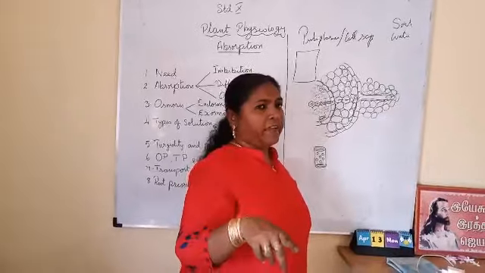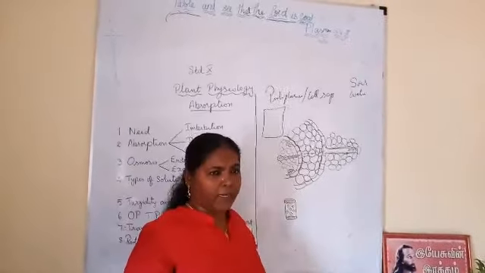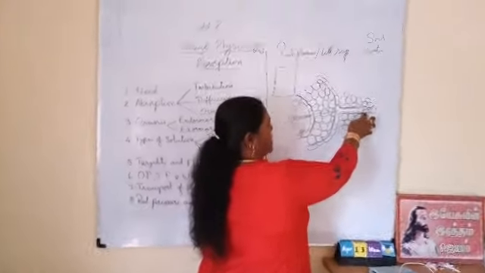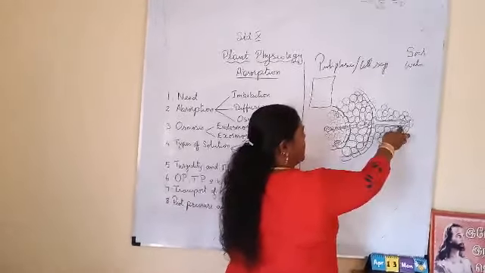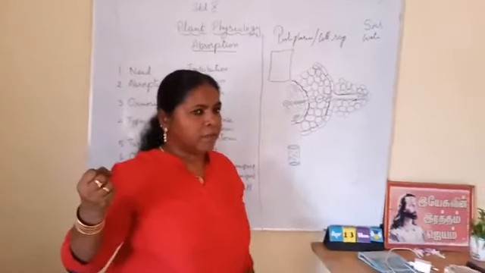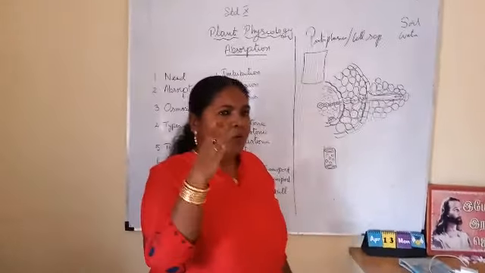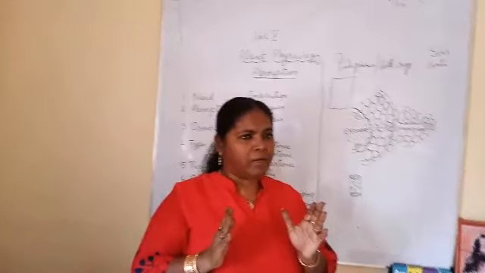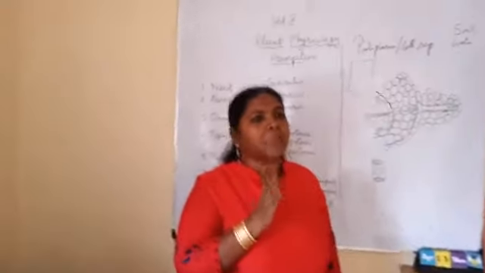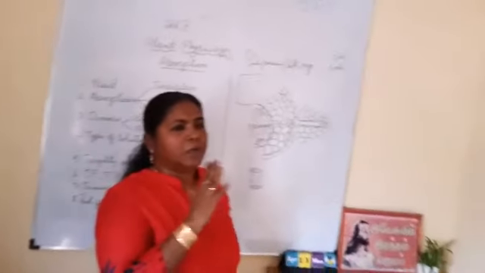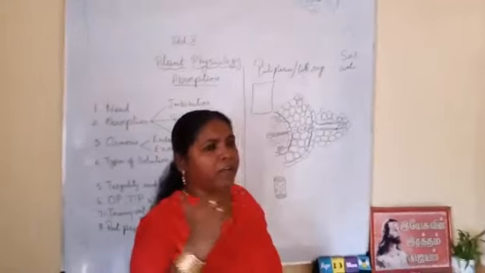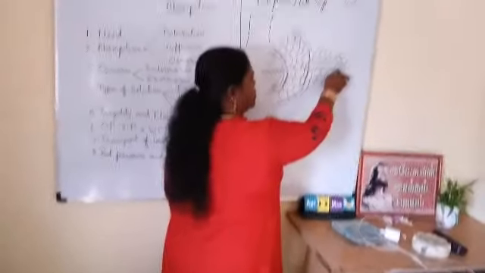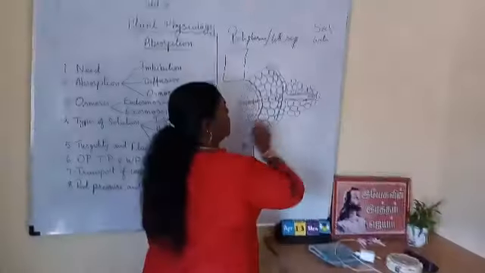The root hair enters into the soil particles, and comes in contact with the soil water. Now what happens? The cell wall imbibes the soil water. Then it diffuses into the space between the cell wall and the cell membrane. The cell membrane is semi-permeable, so through the plasma membrane the water enters into the cell. Due to this process, the water is entering into the root hair.